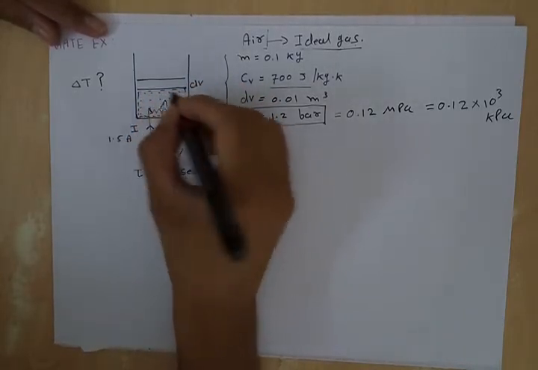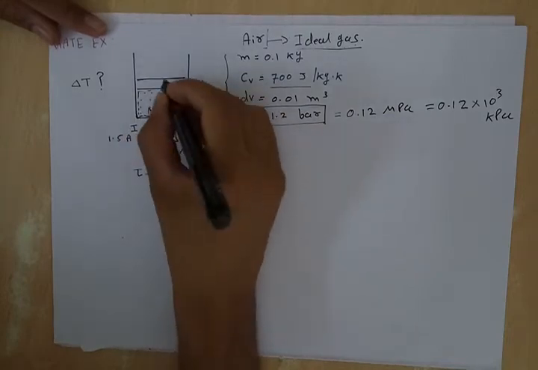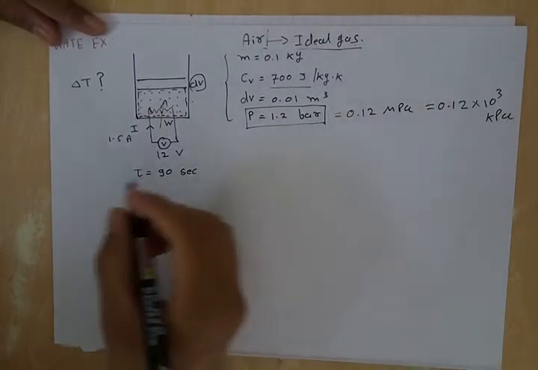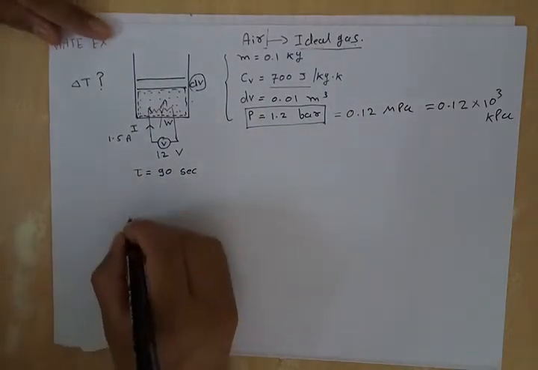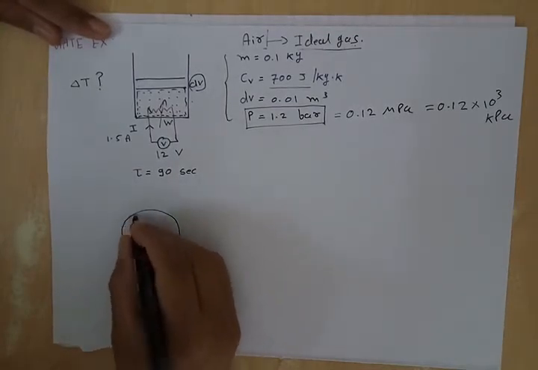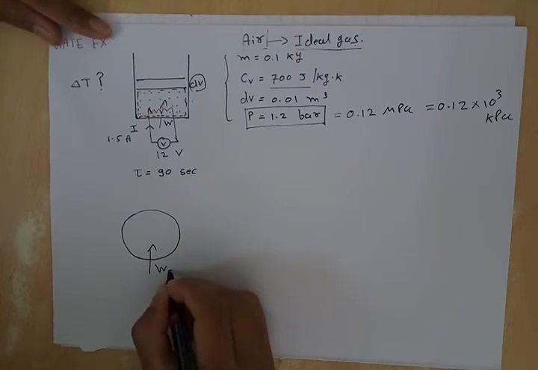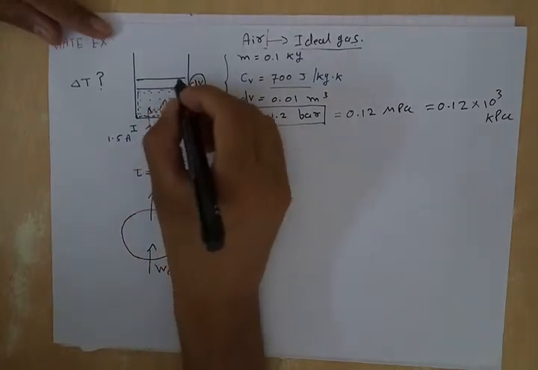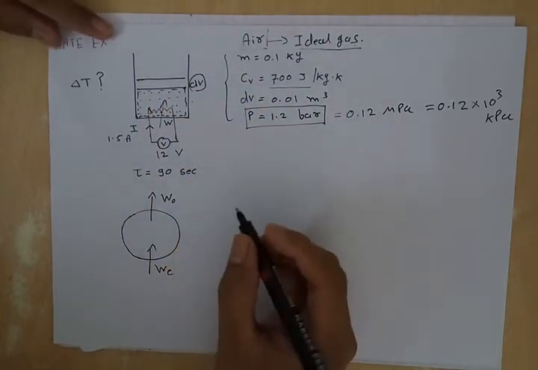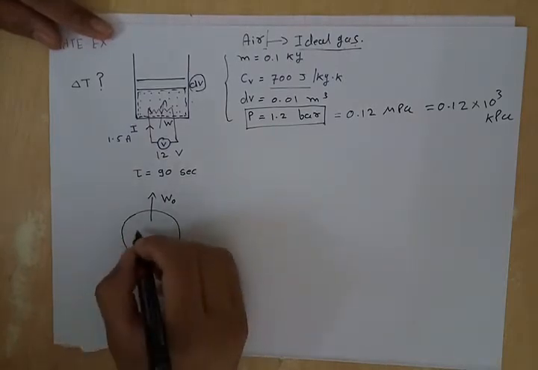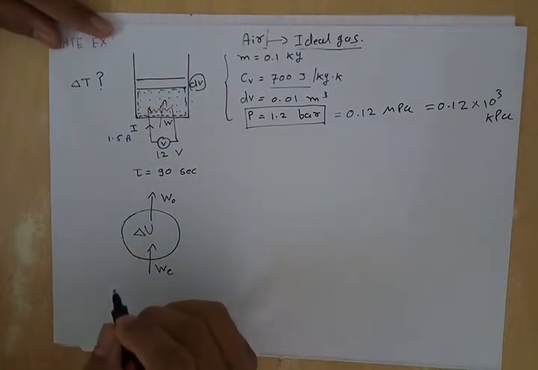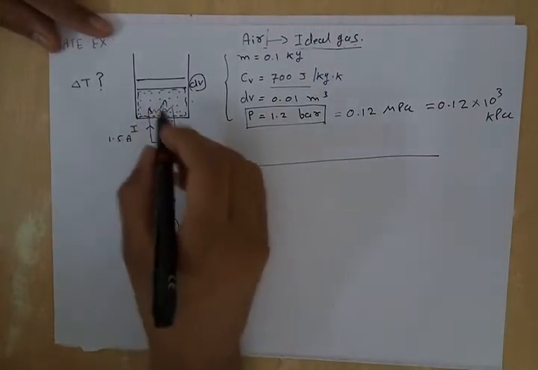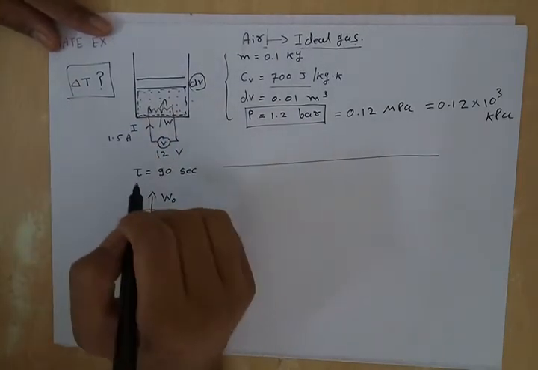Now due to work transfer, heating of this gas takes place. So due to heating, pressure rises and the piston moves upward by this small amount dV, which is given as 0.01 meter cube. So we can draw the diagram. This is our input electric work and this is output work, which is work done by the gas on this piston. And let us say delta U is the change of internal energy of the system. Now we can use the first law of thermodynamics. What we have to do is find out the rise in temperature due to this heating process.